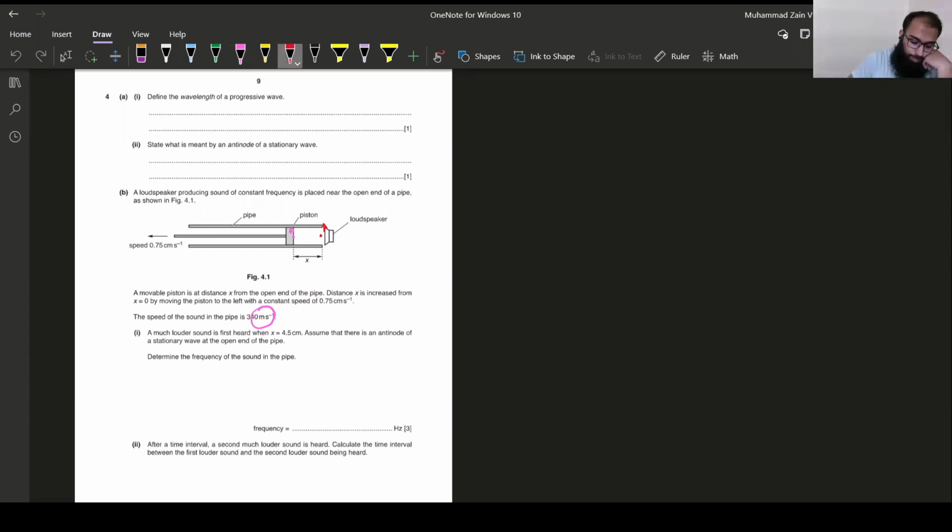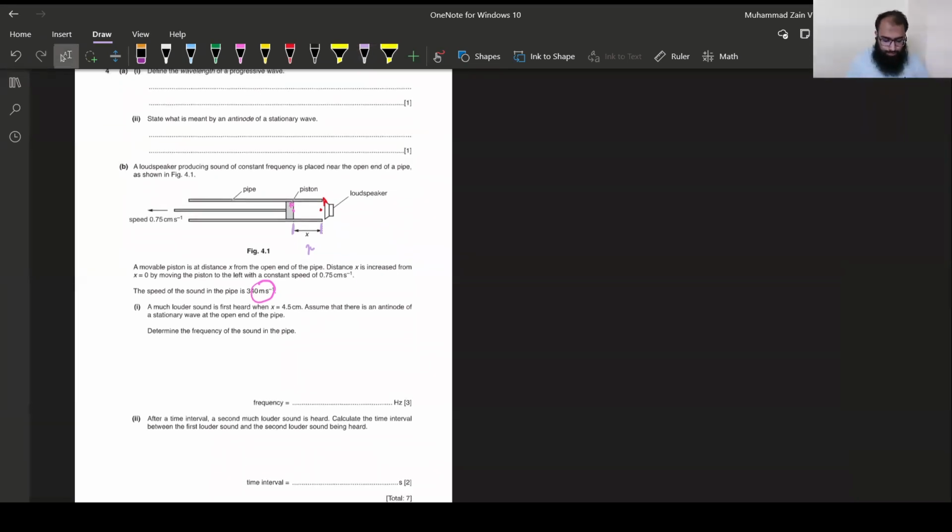The stationary wave would only form when the piston is at a distance x. If the piston was any less a distance apart from the speaker, there wouldn't have been a stationary wave. The idea with stationary waves is that they only form at specific distances. So before point x, there was just a progressive wave being reflected by the piston, superimposing in different ways.